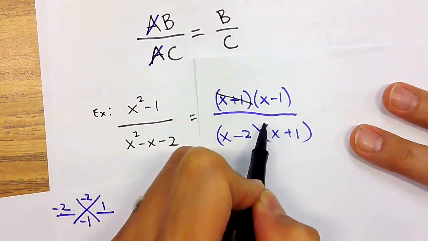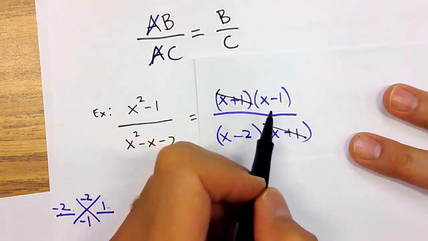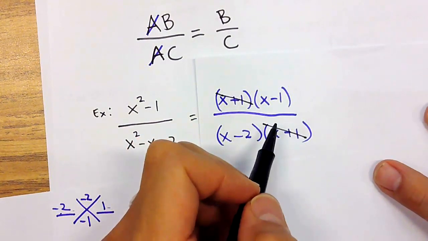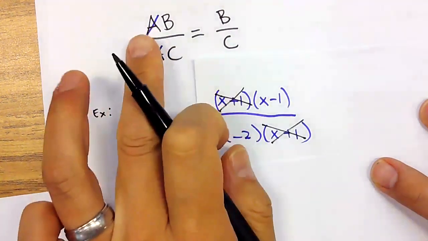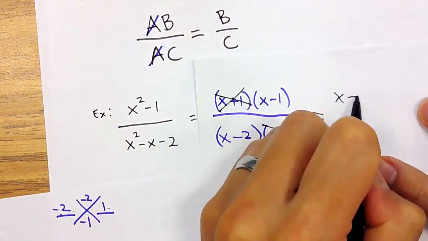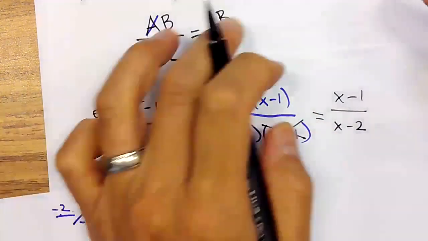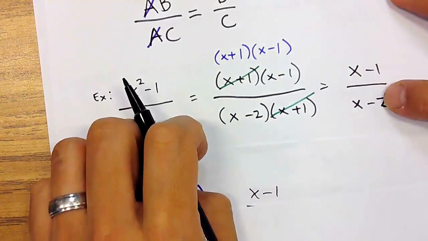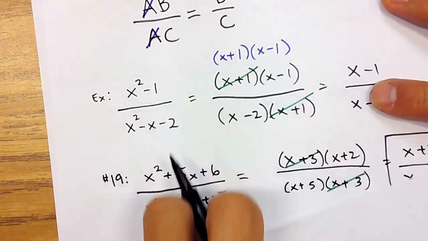Okay? And then we go on and we look at this, and hey, look, x plus 1 is on the top, x plus 1 is on the bottom, right? In my numerator is an x plus 1, in my denominator is an x plus 1. So therefore, they cancel out using this rule here. So then you're left with x minus 1 over x minus 2. Okay? So then that would be my answer there.